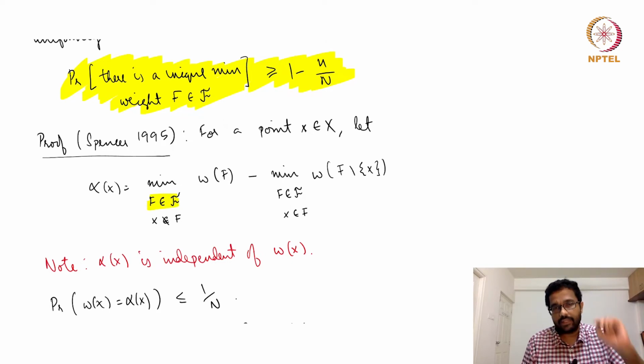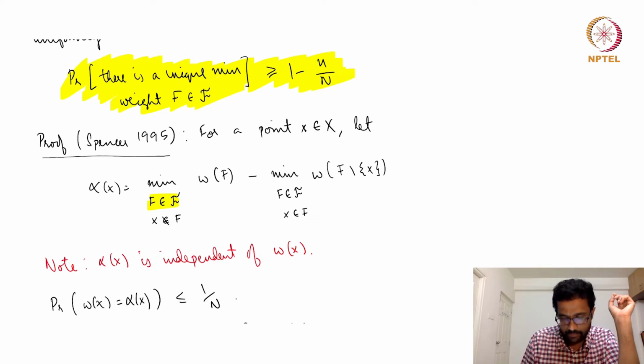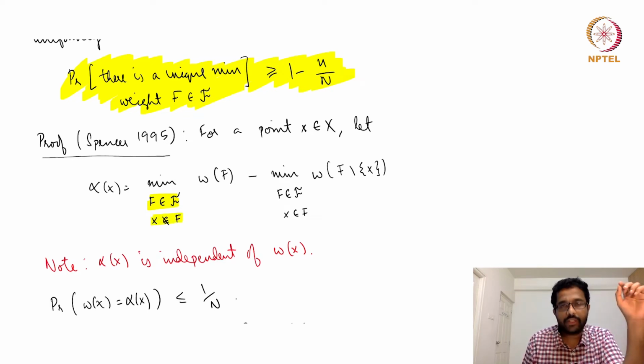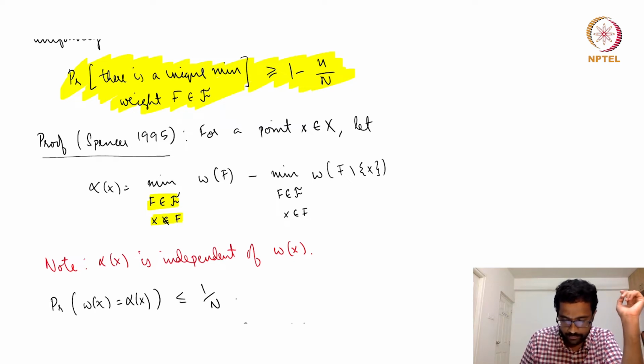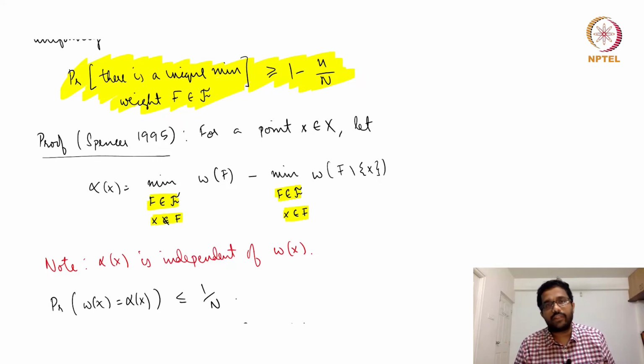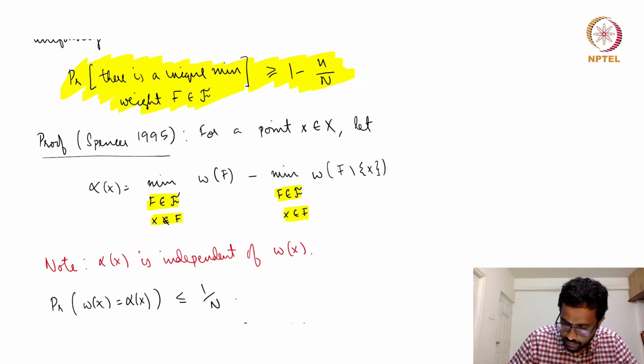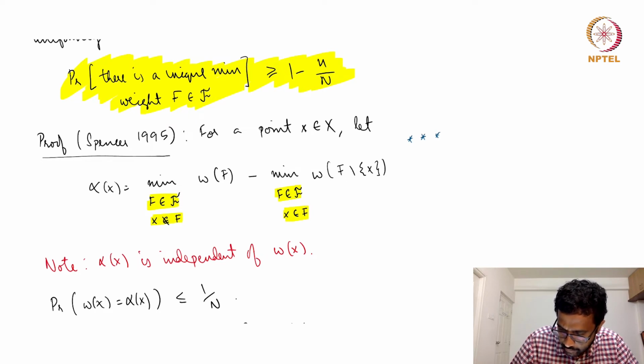you look at all the sets F in the family script F such that x is not there in F. Okay, so you look at all the sets that do not have x as an element, where x is the argument of alpha. And look at the minimum weight such set. Okay, you look at the minimum weight such set, and then you look at all the sets F that have x in them, and then you look at the minimum weight of that set, but after having removed x. Okay, so maybe let's say these are some sets that do not have x. I'm just giving a very pictorial representation.